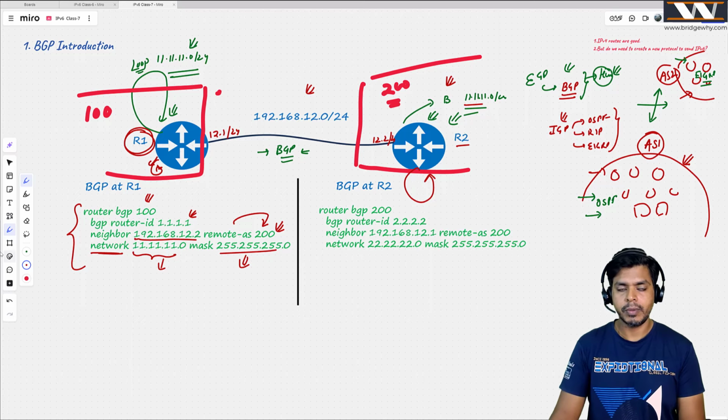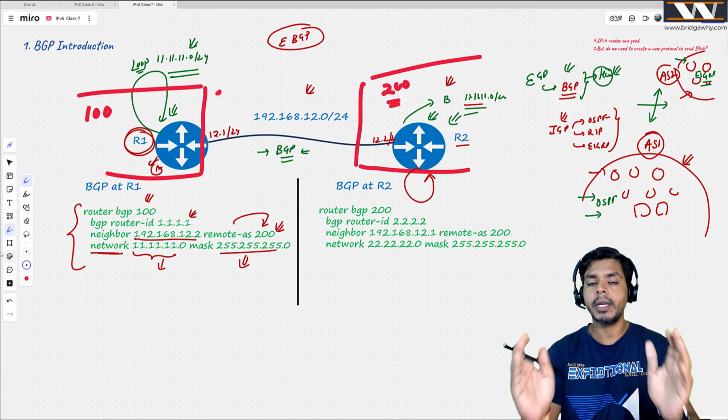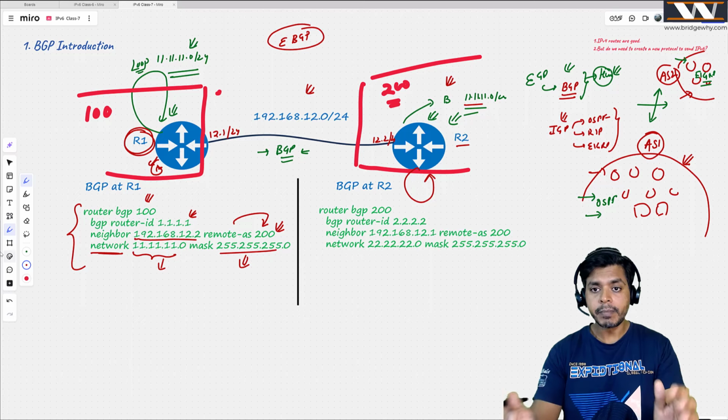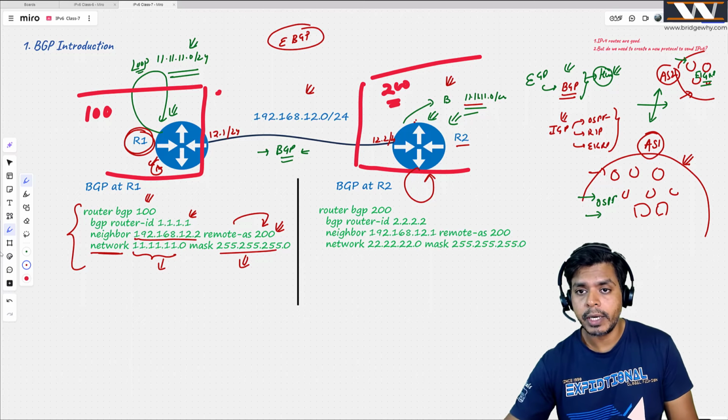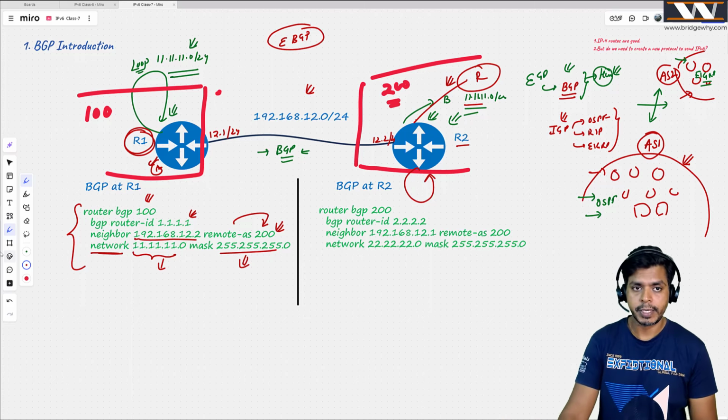This is how BGP normally works, and we call this neighborship external BGP or eBGP. Why? Because this is the neighborship between two different autonomous system numbers. It might be the case that at AS200 we have another router and you want to make a neighborship between them, then it's going to be internal BGP. I think you are all aware of that.